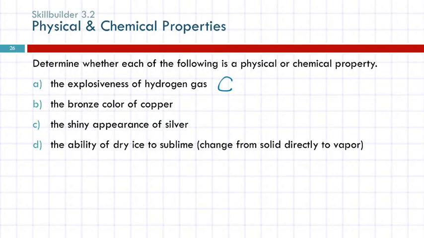The bronze color of copper is physical. You can look at a copper penny and say, oh yeah, look, it's this color. That doesn't change the copper at all. The shiny appearance of silver, physical. The ability of dry ice to sublime, go directly from the solid to the gas state. That's physical.